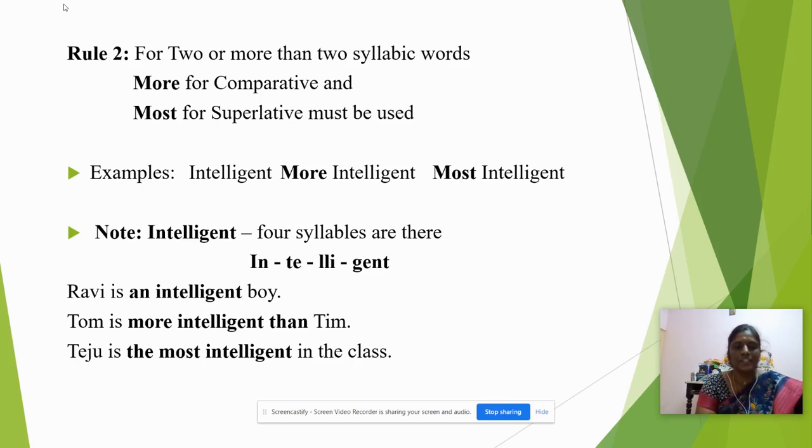See the example. Ravi is an intelligent boy. Second one, Tom is more intelligent than Tim. We are comparing 2 boys, Tom and Tim. So intelligent, a 4 syllabic word, so we are using more intelligent than. See the next one for superlative. Teju is the most intelligent boy in the class. So for superlative, the most intelligent. That is rule 2.